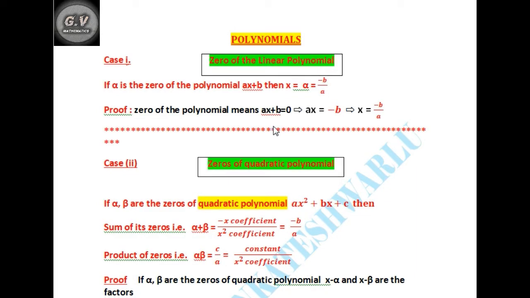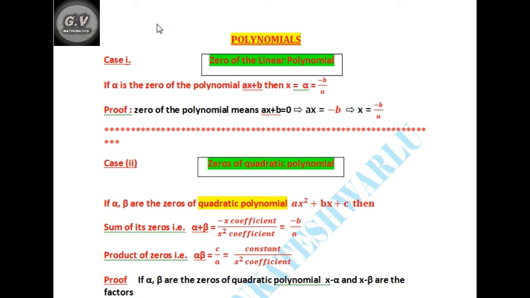Today we are going to discuss deriving the relations between zeros and coefficients of polynomials. In this video, I have taken 4 cases.